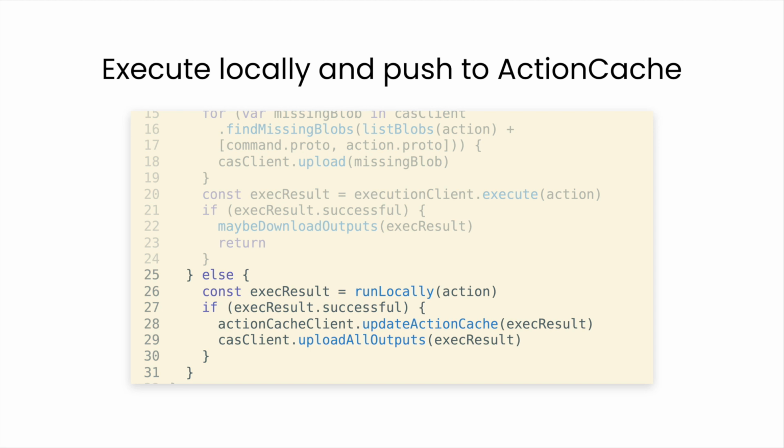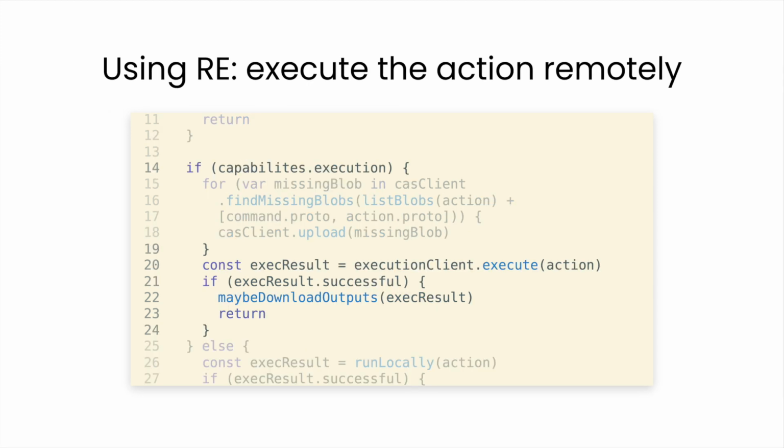There's also the case where we're running this locally. And if the execution is successful, we can also update ourselves the action cache, even when we're running things locally. And we may have to upload certain outputs. This is oversimplified. It's much harder when you actually try to implement it than this. But at a very abstract level, this is what Bazel does.